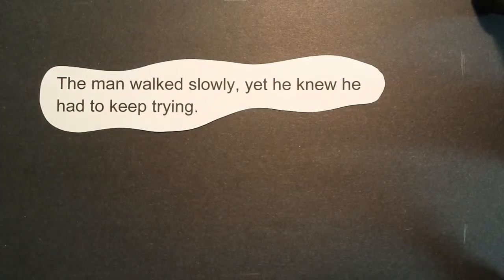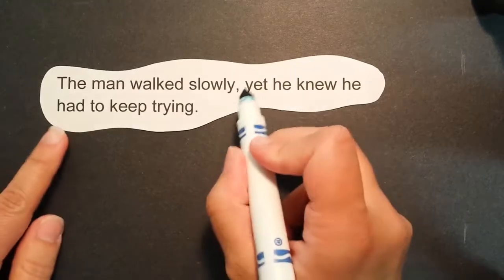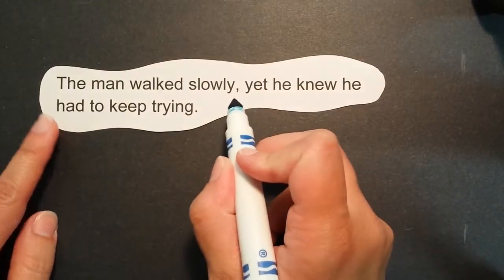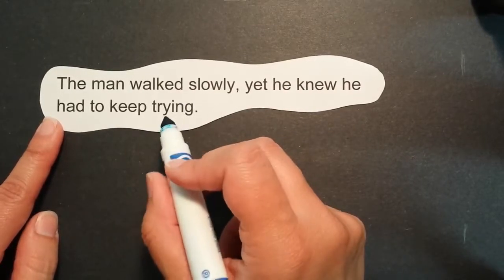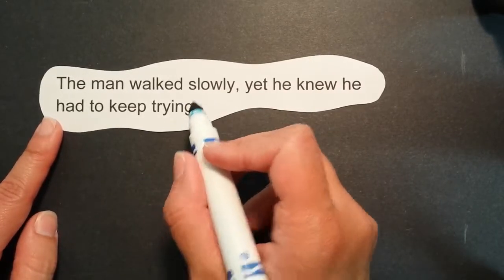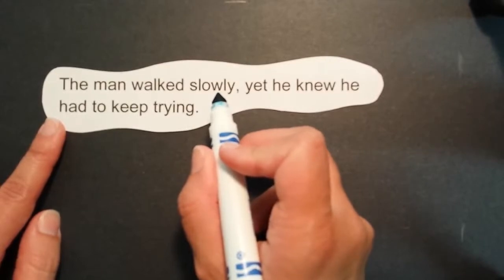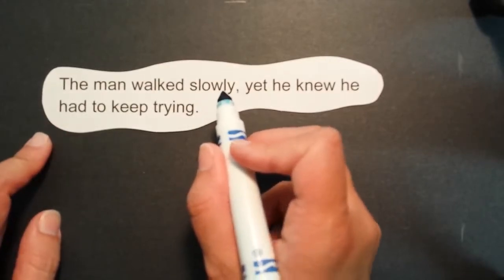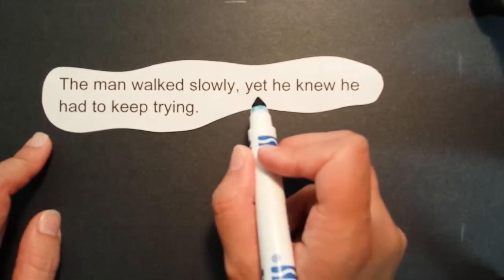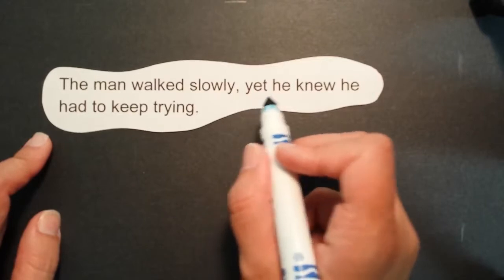The man walked slowly, yet he knew he had to keep trying. Well, first of all, I know that my sentence is in two parts because there's a comma right in the middle. And so that automatically points out to me that there are two parts of my sentence. So I have two different clauses here. The man walked slowly. That's an independent clause. So I know that that can stand on its own. But I don't know about this word here, yet. Yet he knew he had to keep trying.